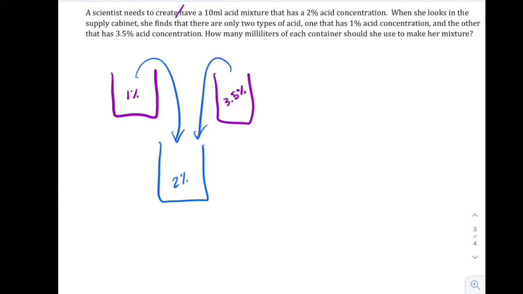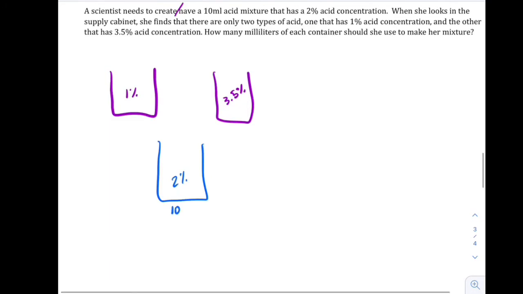to get that? If I pour it all from the one on the left, I'm just going to have a mixture of 1%. If I pour it all from the one on the right, I'm just going to have a mixture of 3.5%. So I need to dilute it a bit, mixing the two together to figure out how much of each. I know this one's going to have 10 milliliters. So what combination should I pour from each of them to get that?